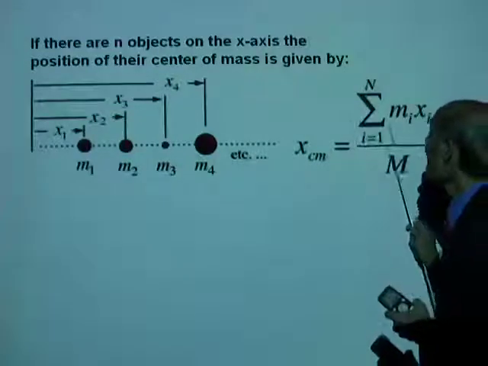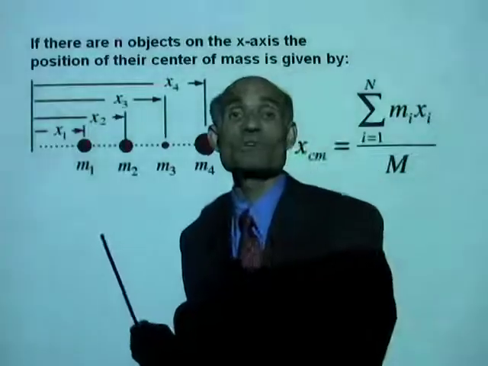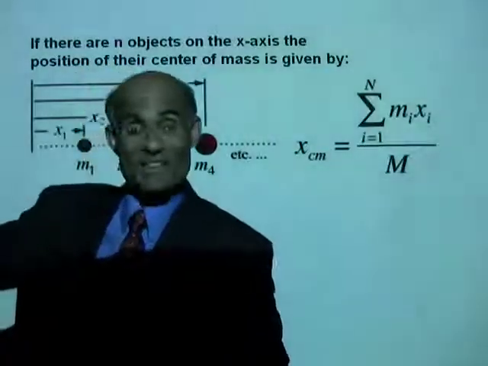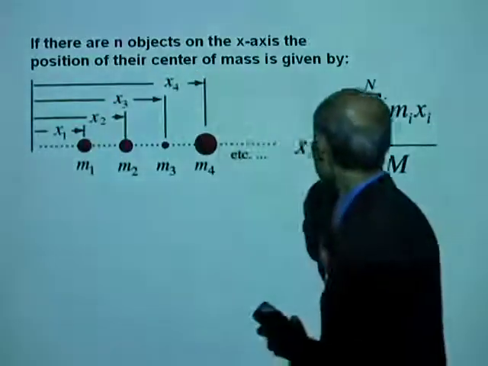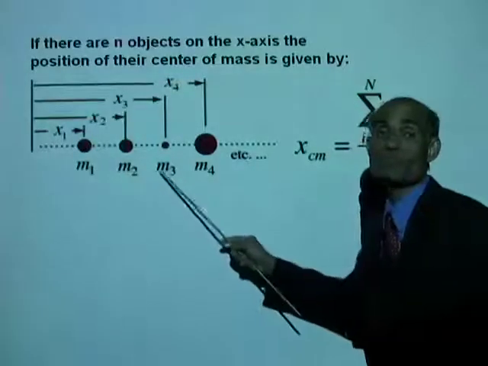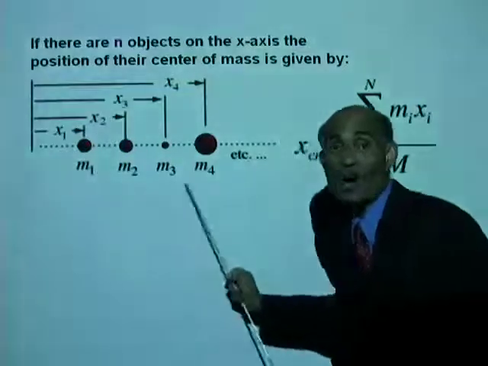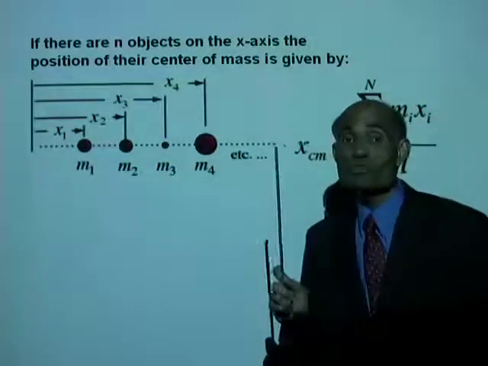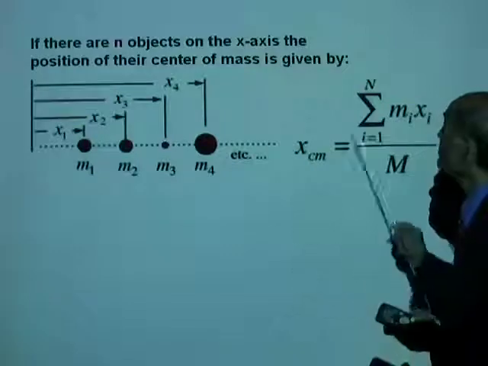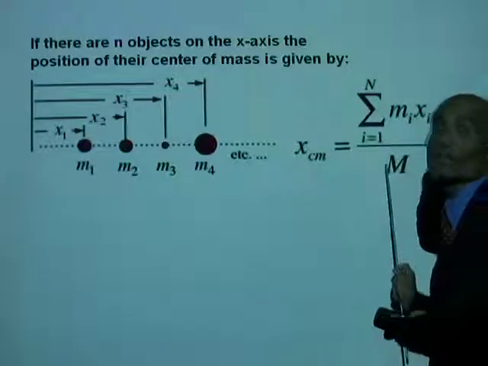In other words, summation i equal to 1 to n mi xi means m1 x1 plus m2 x2 plus m3 x3 plus m4 x4 plus all the way to mn xn to the nth particle, and divide that by what does this uppercase M stand for? It is m1 plus m2 plus m3 plus m4 all the way to mn. So if there are n objects on the x-axis, the position of their center of mass will be given by this equation. X center of mass equal to summation i equal to 1 to n mi xi over the sum of the masses.